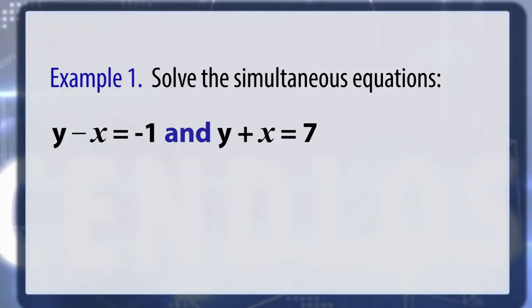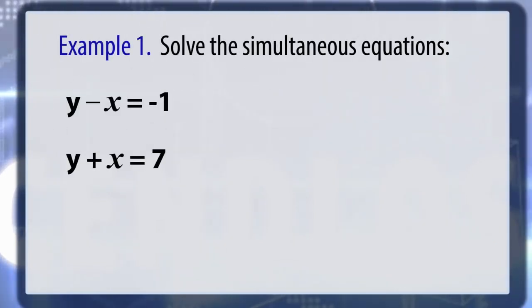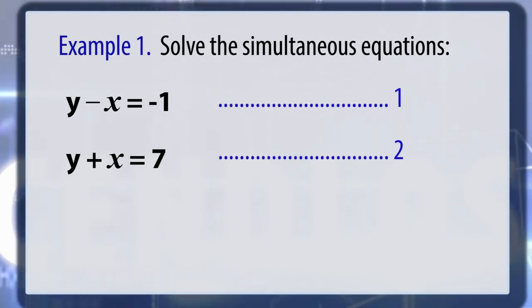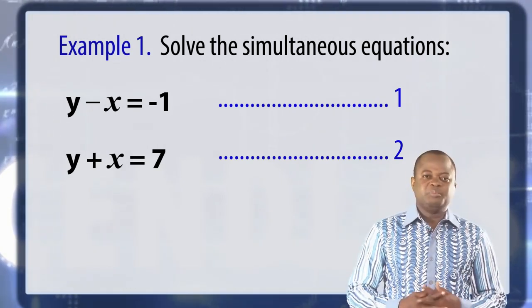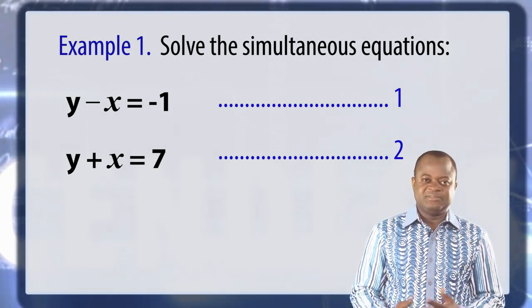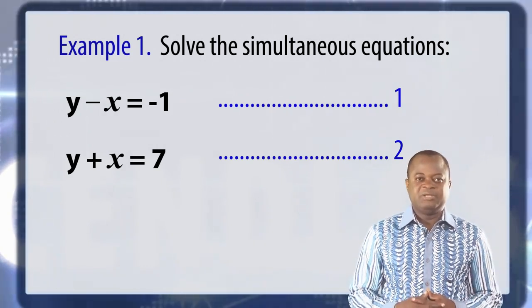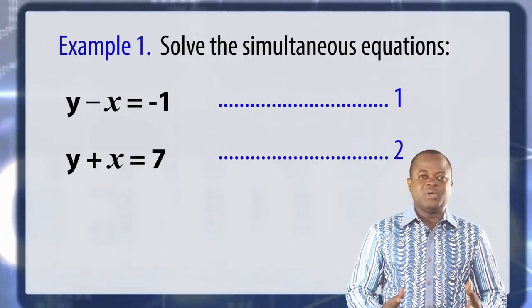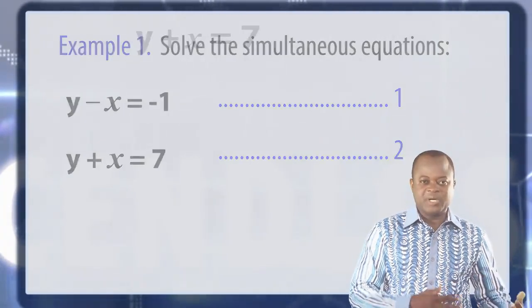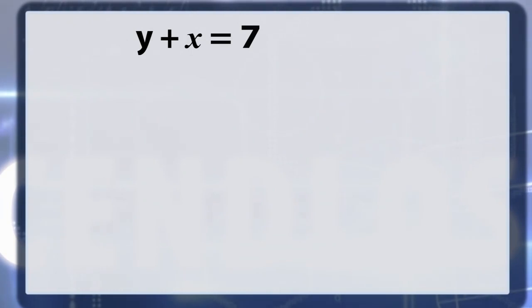Solve the simultaneous equations y minus x is equal to negative 1 and y plus x is equal to 7. So as we said, we have to label the two equations as 1 and 2. So y minus x is equal to negative 1 is equation 1 and y plus x is equal to 7 is equation 2. Now we have to make y the subject or x the subject. It's a matter of choice. You can choose any one. But let us make y the subject in equation 1. And that will give us y is equal to negative 1 plus x.